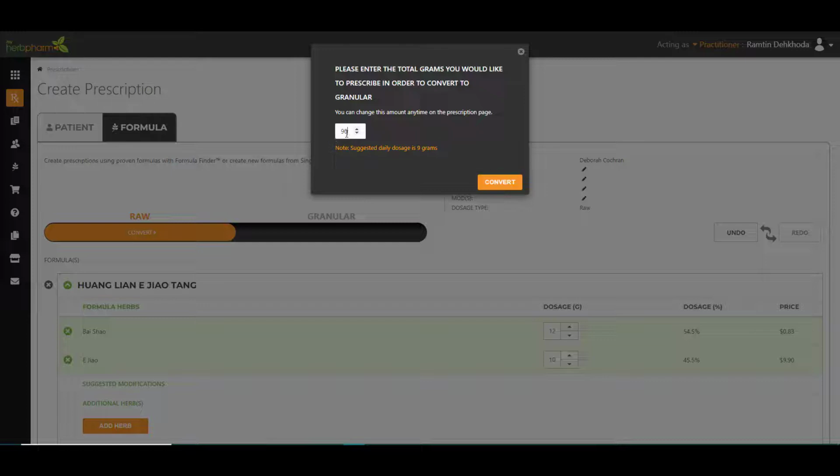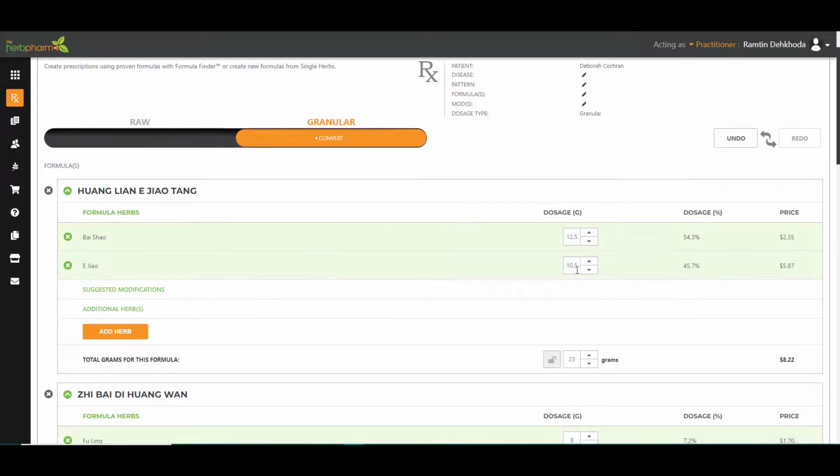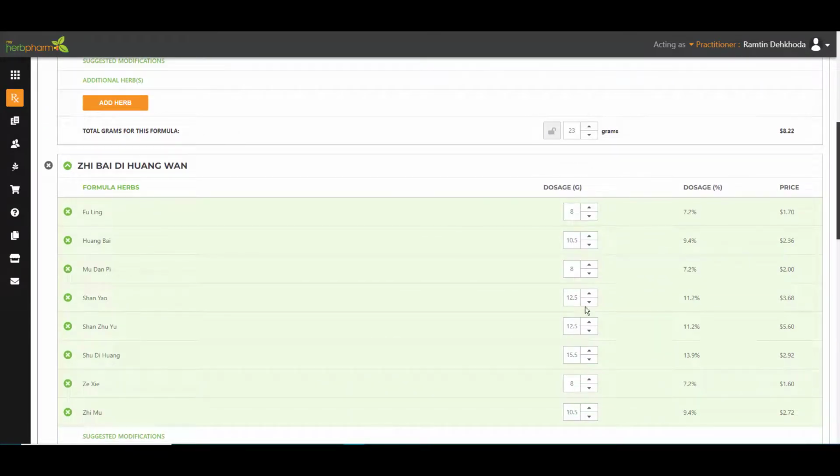You could change this anytime once you've converted on the next page to however many grams you want. And you can be very specific too. You could say, I want 135 grams. The software does the math for you. So here we go, click convert, and now we have a granular formula and all the dosages have been converted.